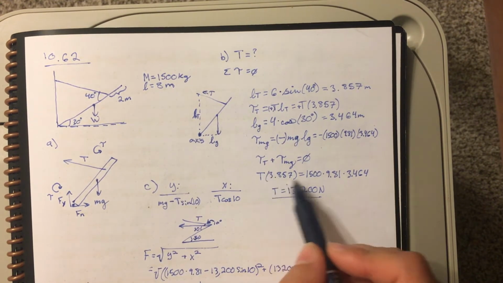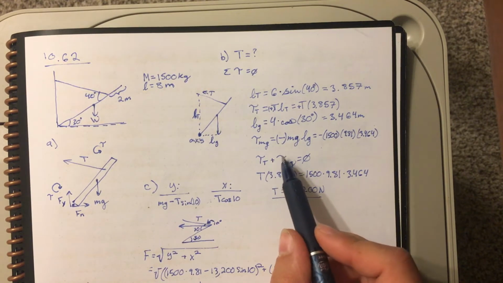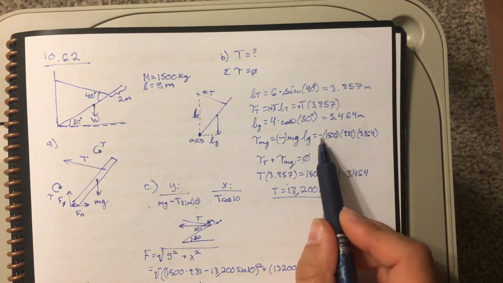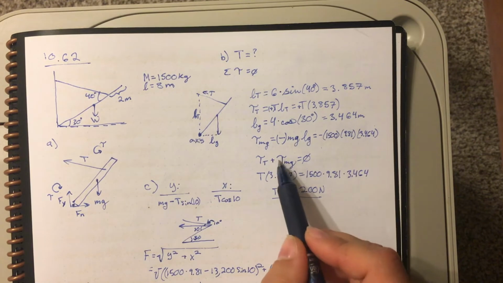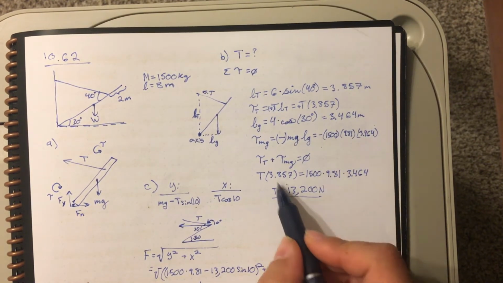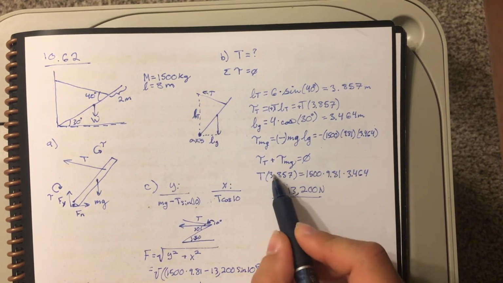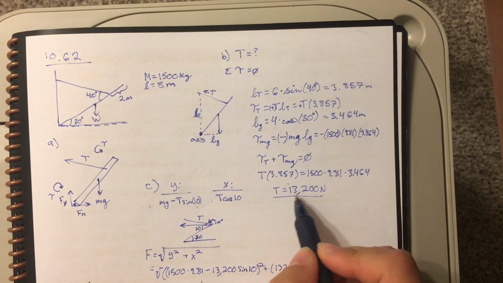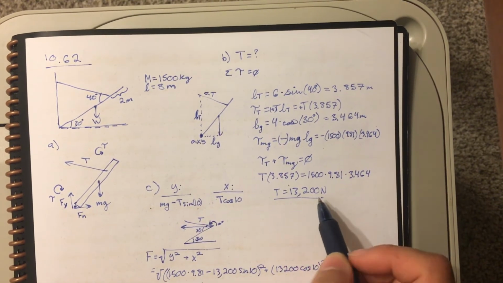And then we see that the sum of the torques equals 0. So this one here plus a negative number over here, but we'll move that to the other side so that they're both positive. Then you divide this whole side by this number, and you get tension equals 13,200 newtons.